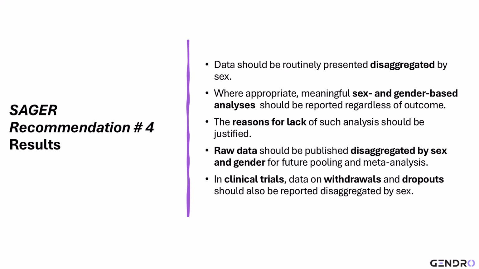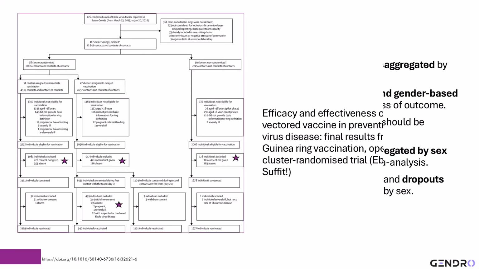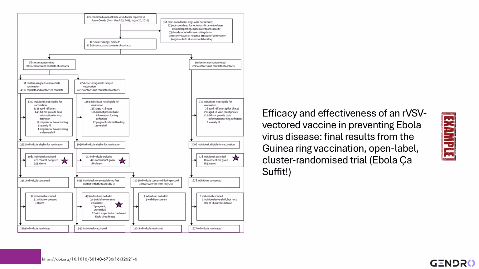When it comes to clinical trials, data on withdrawals and dropouts should also be reported disaggregated by sex or gender, because these are really important indications that often are being overlooked. I mean, systematically, most of the clinical trial reporting does not disaggregate that data by sex. However, those could provide very important indication. You can see this is a study done specifically related to Ebola vaccine. And there is quite a large number of both consent not given or consent withdrawn, or people that have been absent. And it's important to be able to analyze those.